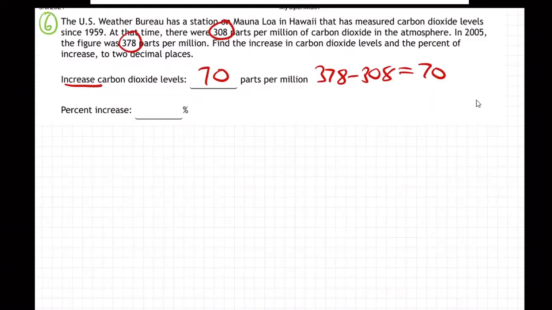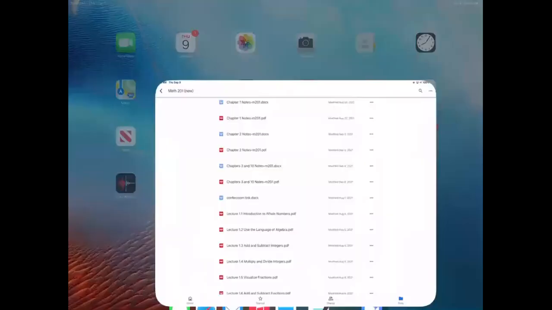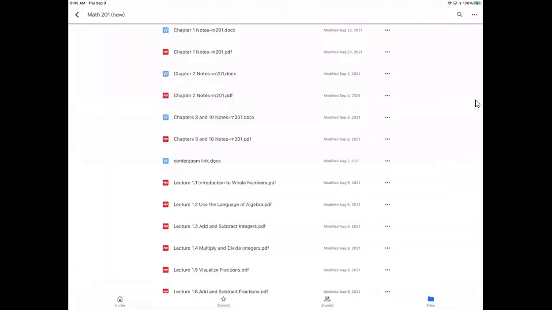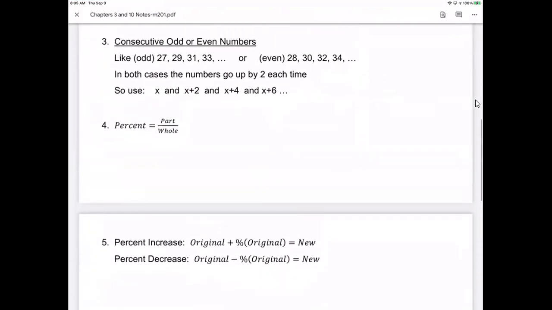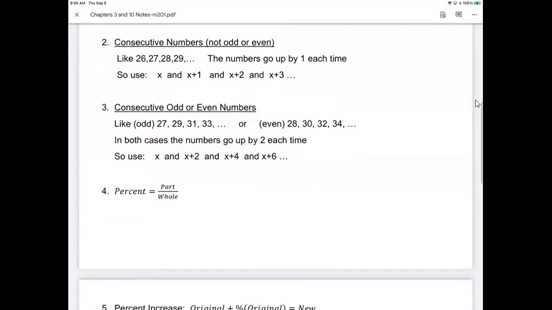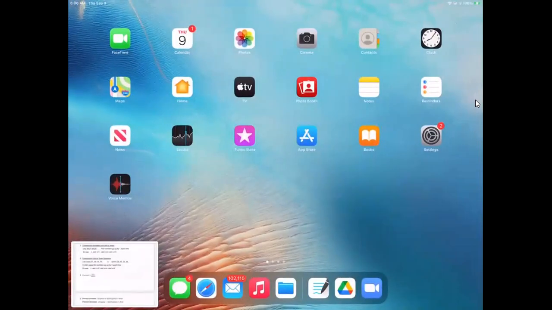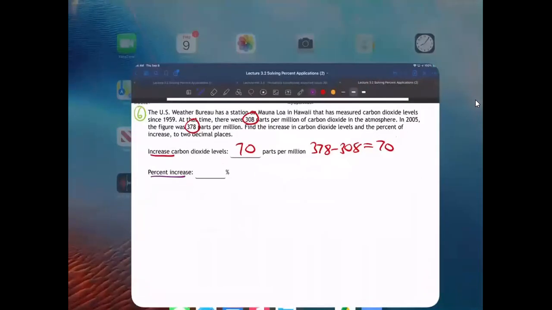Okay. And now they want us to figure out the percent increase. How do we do that? Well, again, I'm going to go to the notes, which I just put down. Nope, not chapter 2, chapter 3 and 10. There we go. Remember from the notes, percentage is part over whole, right? Bring that over for us and paste it in here. There we go.